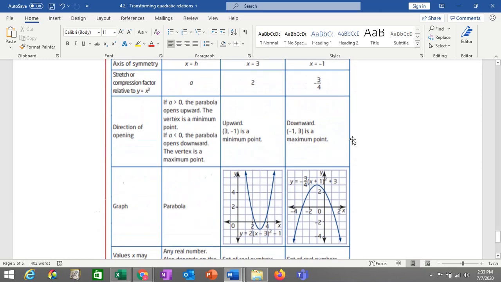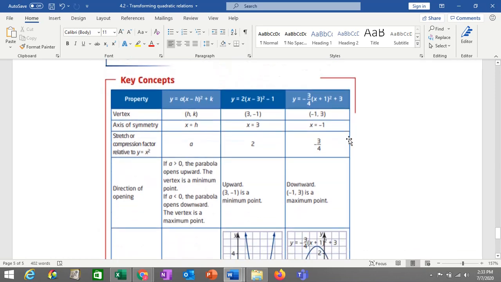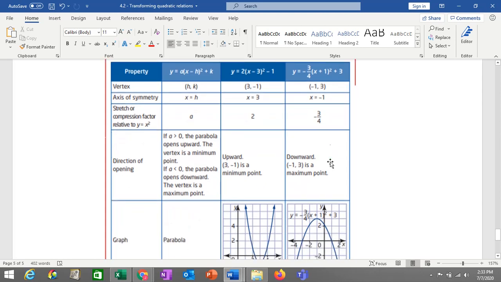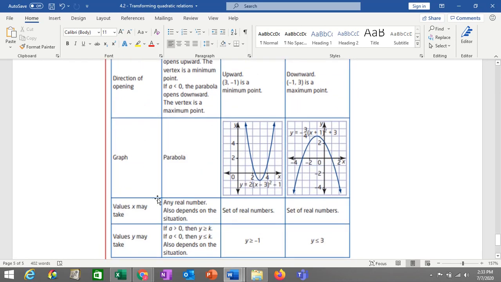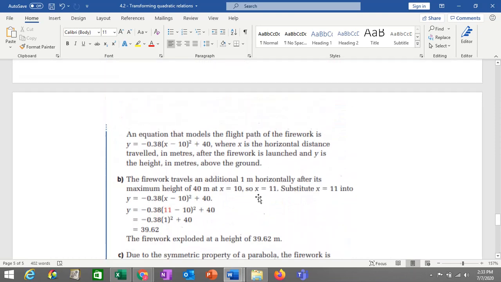Okay, so I've posted this from your textbook in here as well. This is just a summary of the terminology. We've covered most of this stuff already. Values x may take and values y may take is a new concept, at least as far as this class is concerned. We've said that this is sometimes called domain and this is sometimes called range, so you might be familiar with those terms. And that's all we have to cover here.